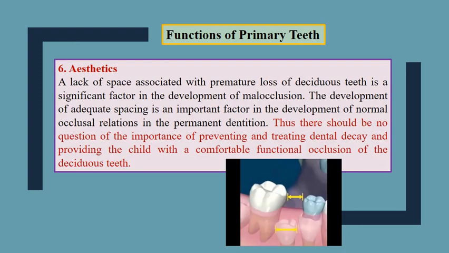A lack of space associated with the premature loss of deciduous teeth is a significant factor in the development of malocclusion. The development of adequate spacing is an important factor in the development of normal occlusal relations in the permanent dentition.